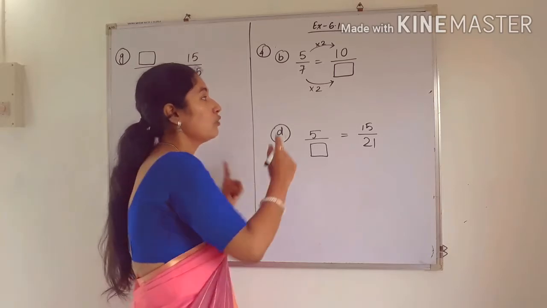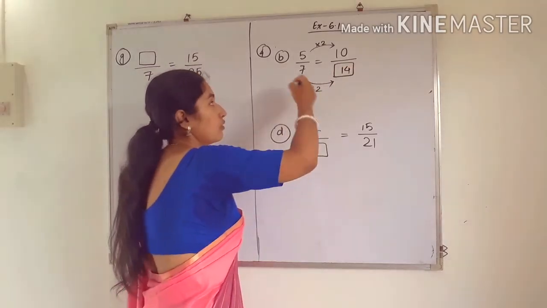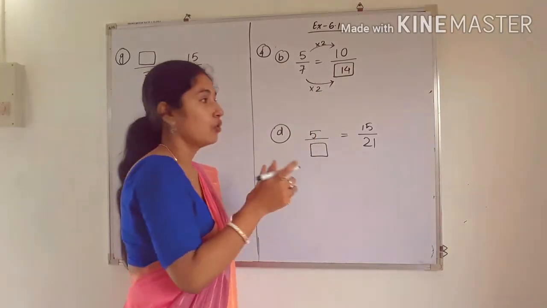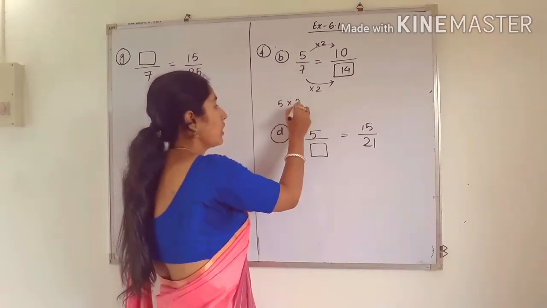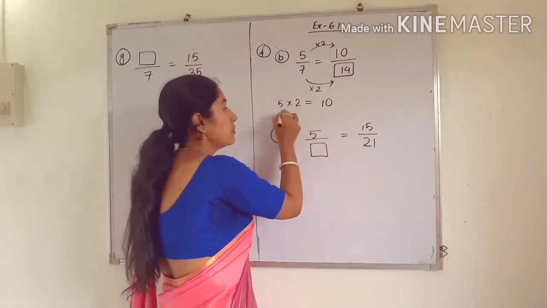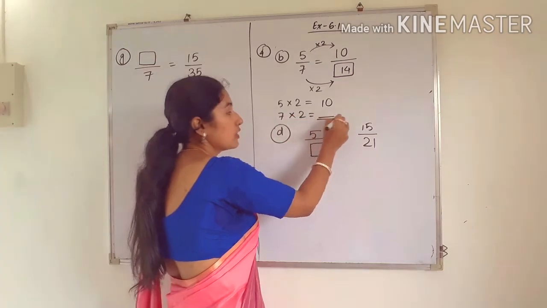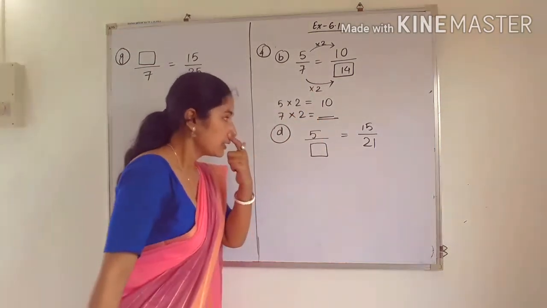So 7 into 2 will be what? 14. So like that you can easily do. In the answer, or in rough copy, you can multiply like this. 5 into 2 is 10, that means 7 into 2 will be how much? This will be 14.